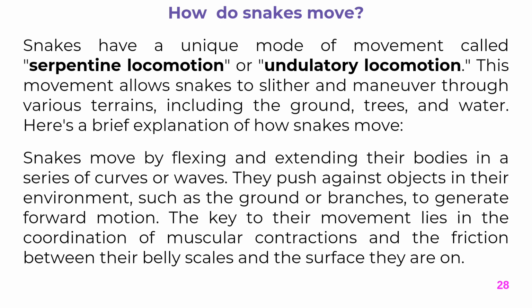Snakes move by flexing and extending their bodies in a series of curves or waves. They push against objects in their environment, such as the ground or branches, to generate forward motion. The key to their movement lies in the coordination of muscular contractions and the friction between their belly scales and the surface they are on.